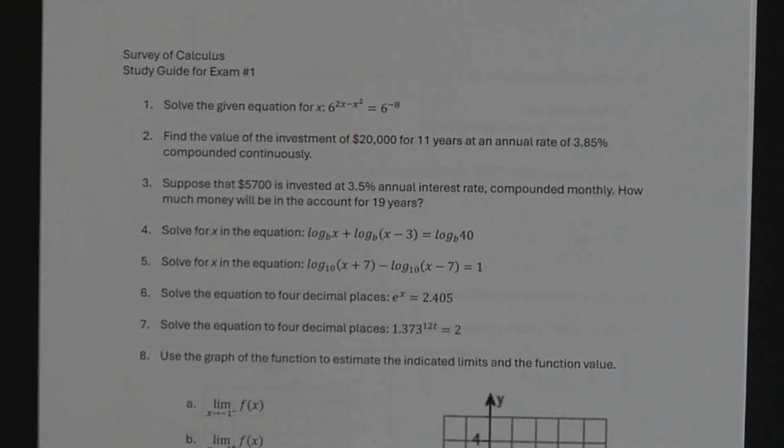All right, so we'll just start with problem number 1, and that is solve the given equation for x, which is 6 raised to the 2x minus x squared equals 6 to the negative 8.